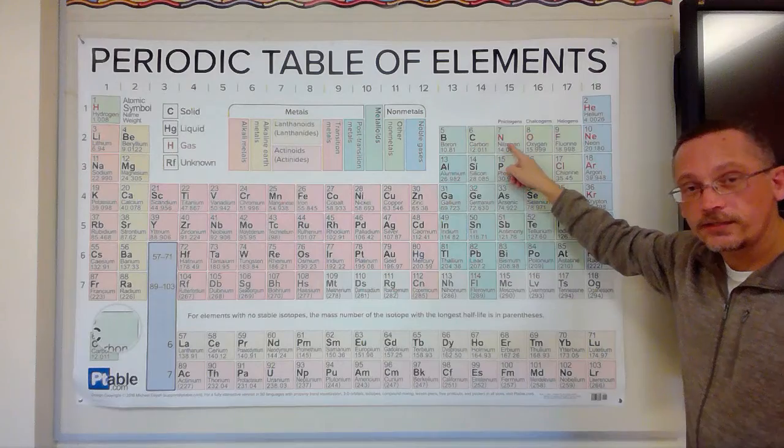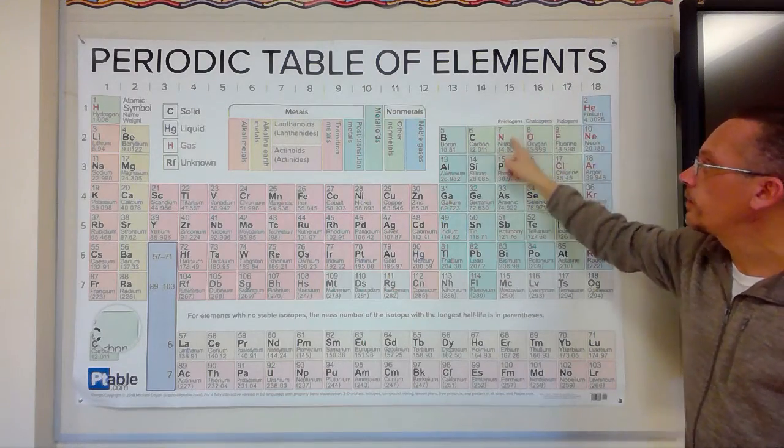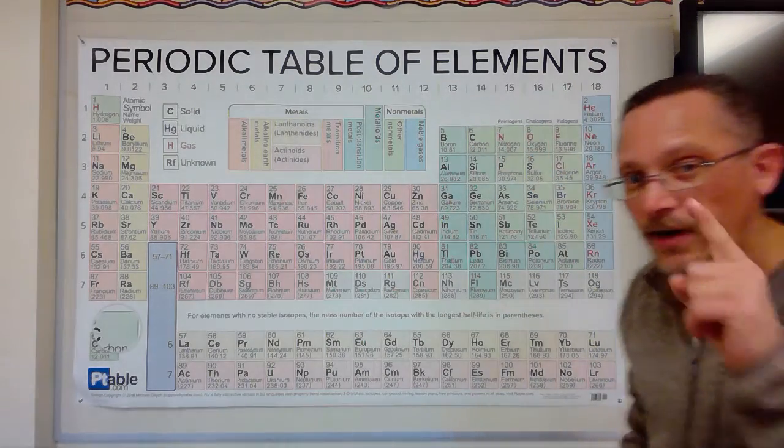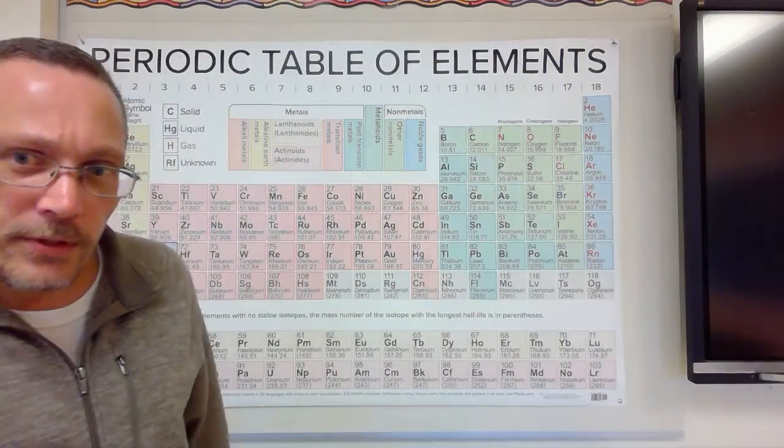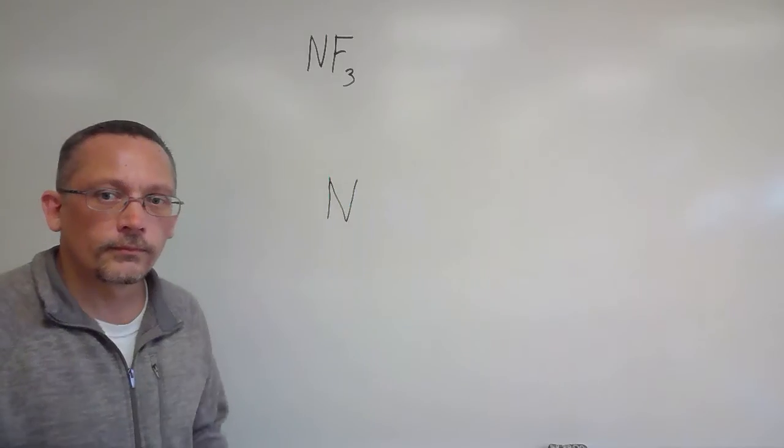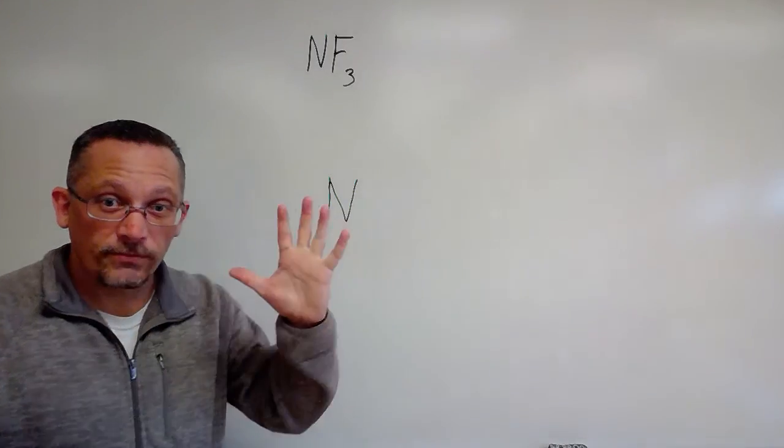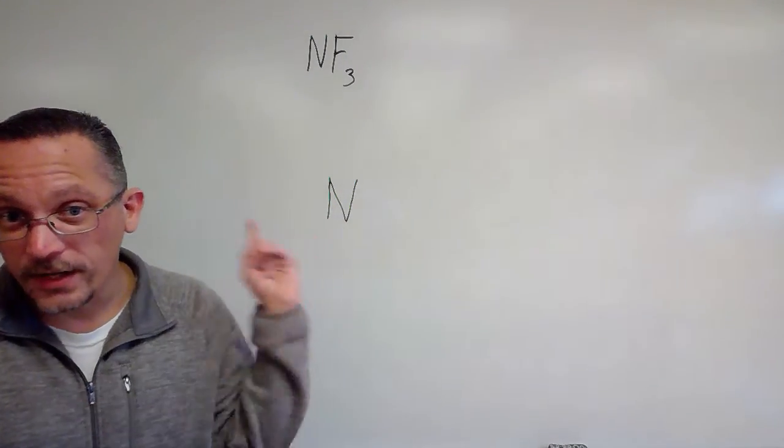How many valence electrons does it have? 8, 7, 6, 5. Nitrogen has 5 valence electrons. So let's go put some dots around our N. All right, so our nitrogen has 5 valence electrons. I'm going to put 5 dots around it.